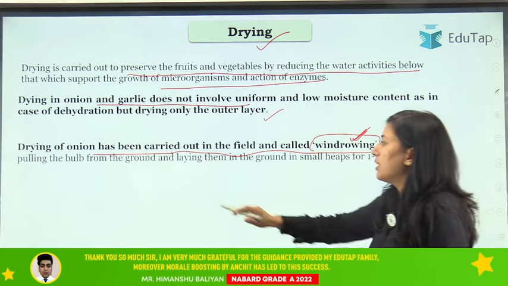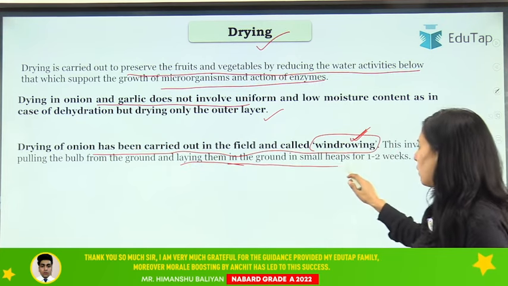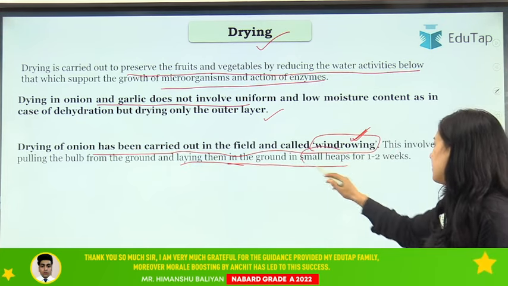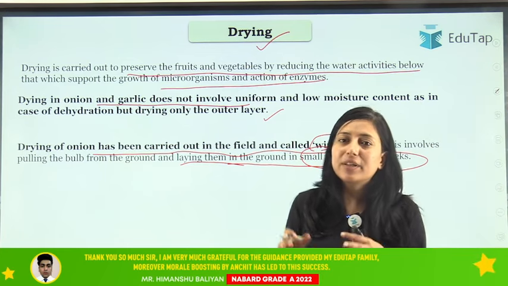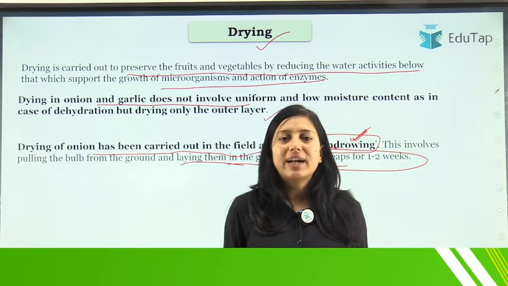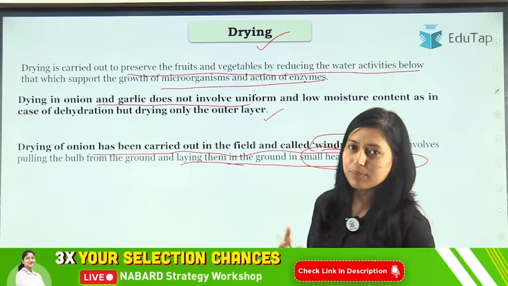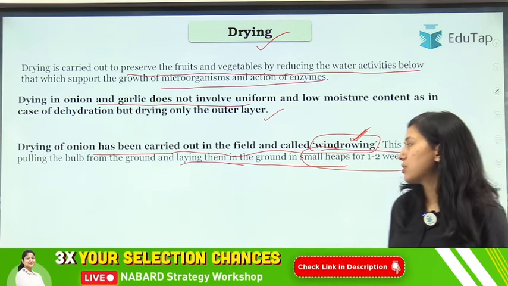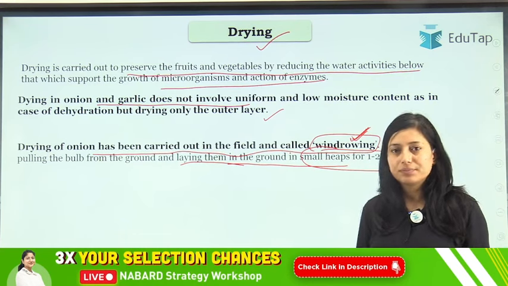This involves pulling the bulb from the ground and layering them on the ground in small heaps for 1 to 2 weeks. So for 1 to 2 weeks, these onions are kept on the ground in small heaps so that they can dry out under the sun and the drying can be done properly. And this process is known as windrowing. Now I hope this is clear to you.